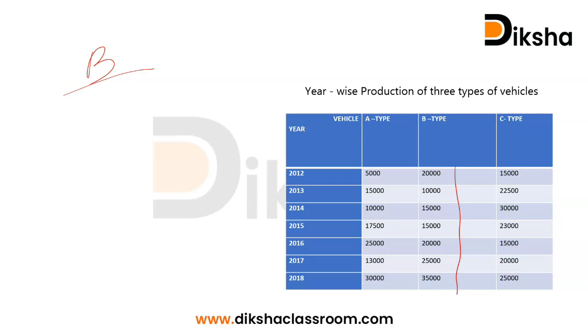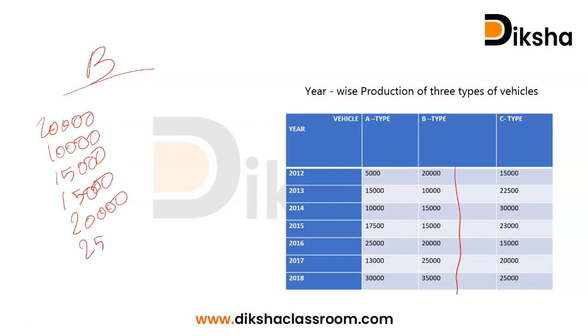We want to add all these. You want to add 20,000 plus 10,000 plus 15,000 plus 15,000 plus 20,000 plus 25,000 plus 35,000. So you want to add all this and you get it as almost 1,40,000.